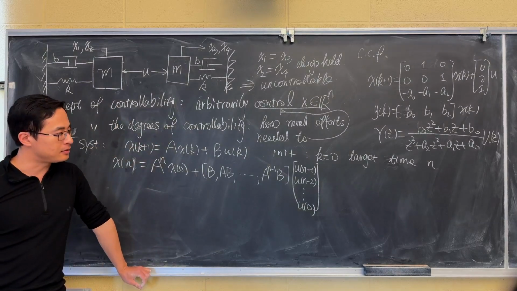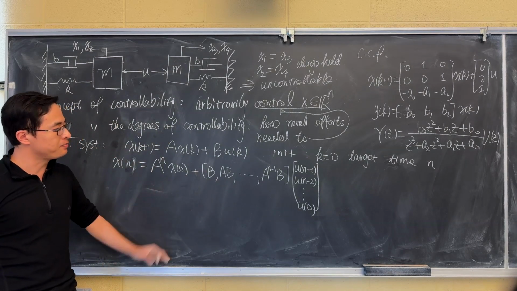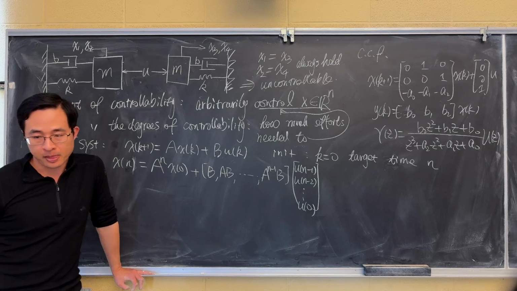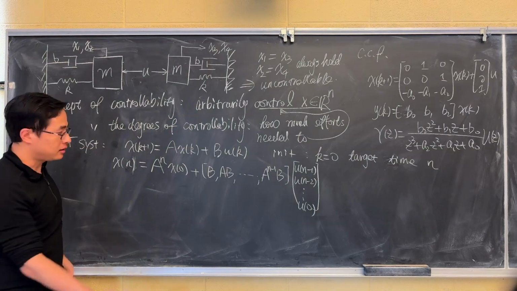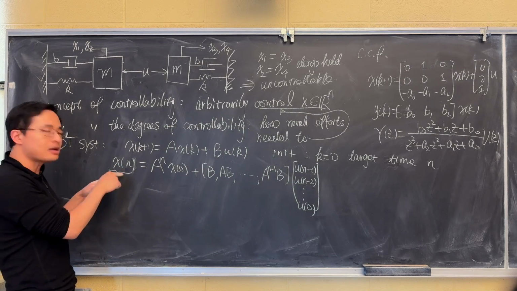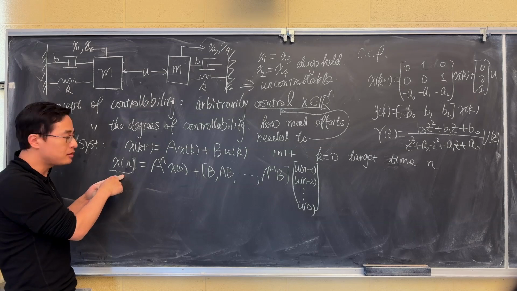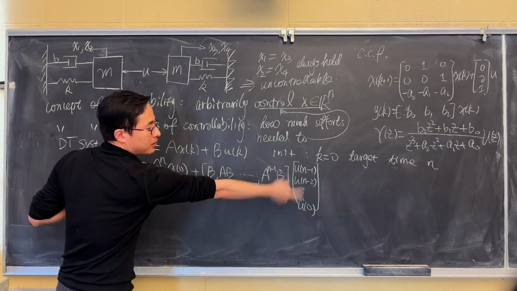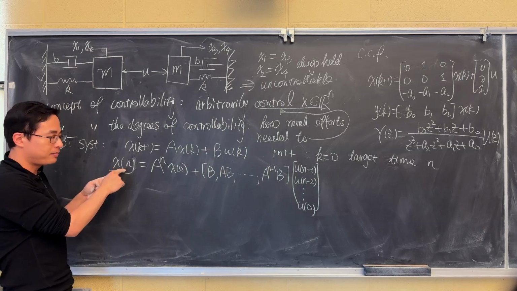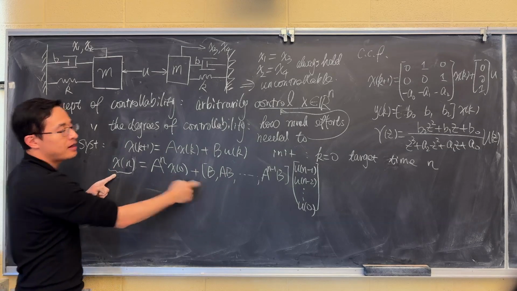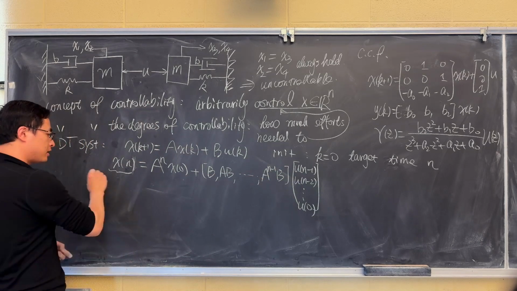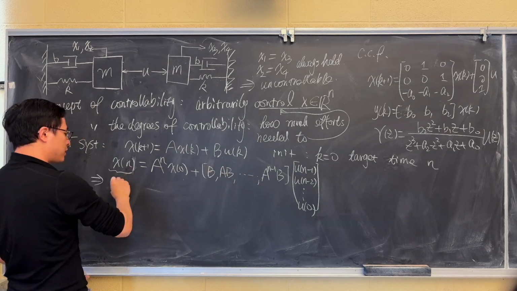So I'm simply restating the state equation solution for discrete time systems. What we are interested in is this. This is my target. If this is arbitrary, I want to know whether I can find my control sequence such that I can pick this arbitrary target, and then find the solution of the control sequence.